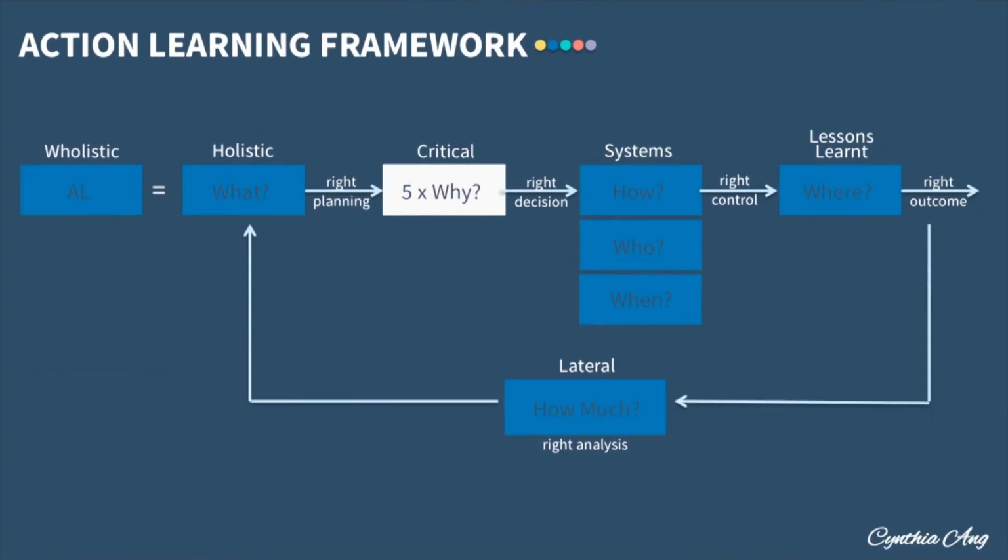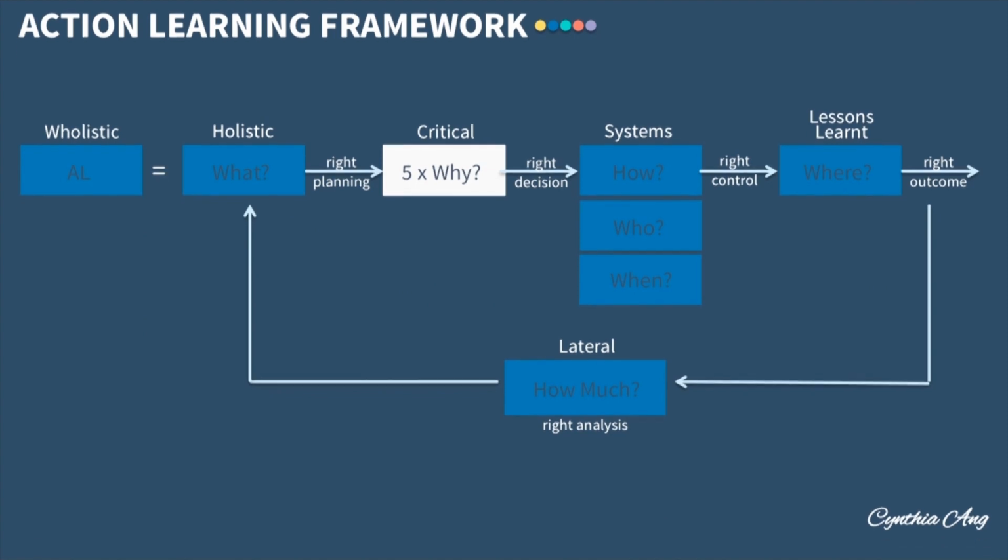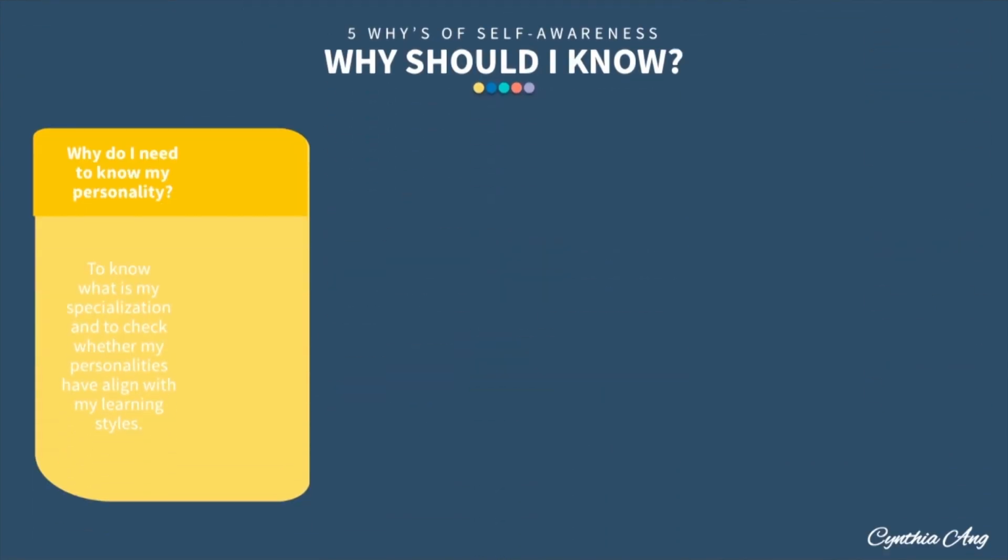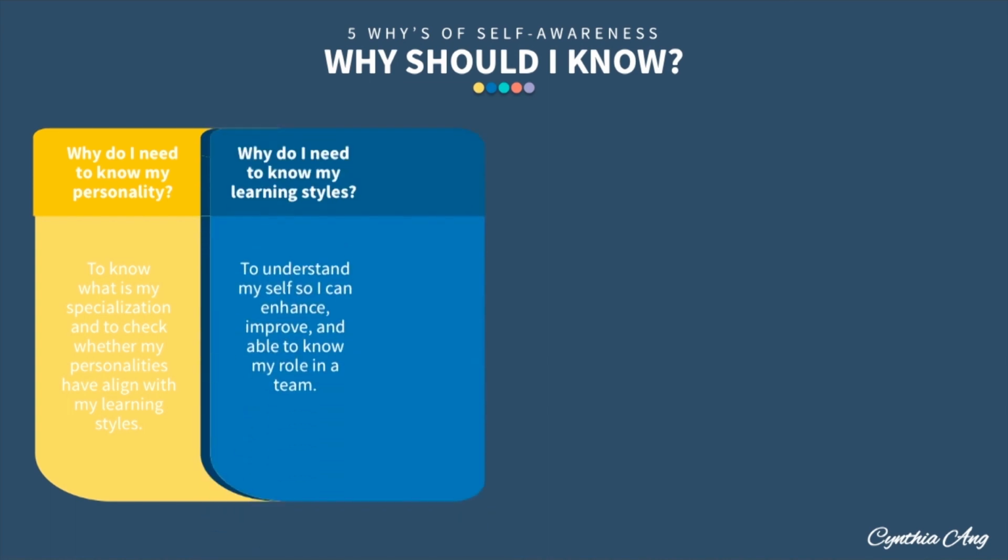So after knowing the holistic thinking about myself, now I need to have a critical thinking about why actually I need all of these tests. So the first one will be why do I need to know my personality is to know what is my specialization and to check whether my personality have aligned with my learning styles. Why do I need to know my learning style is to understand myself so I can enhance, improve, and able to know my role in a team.